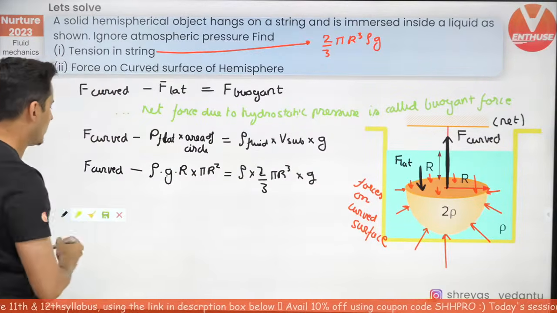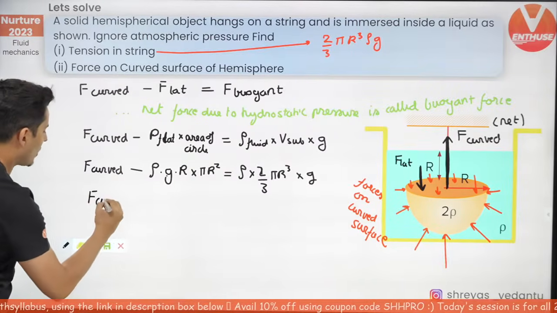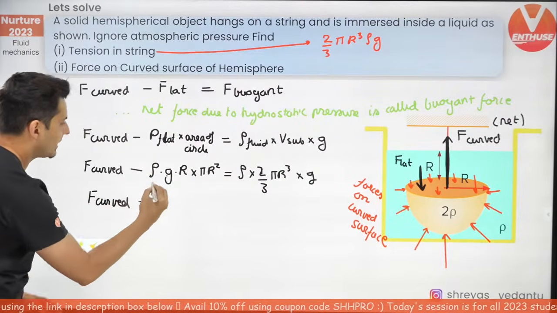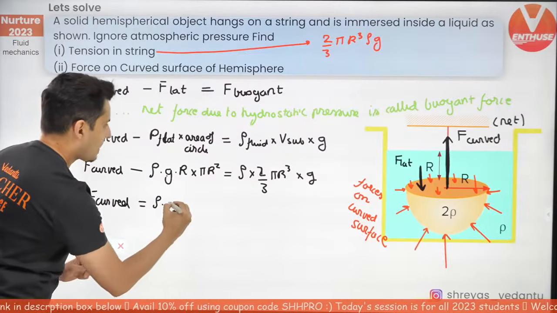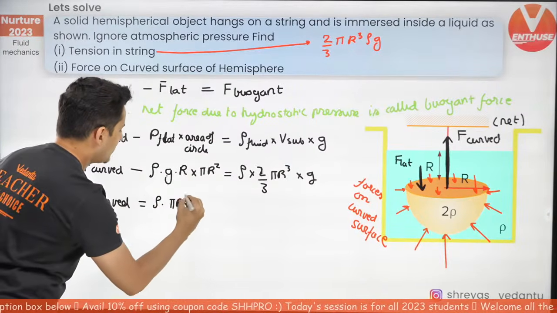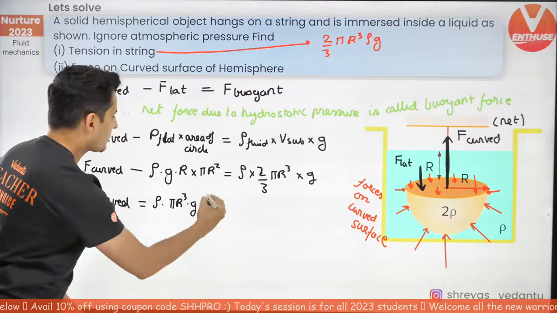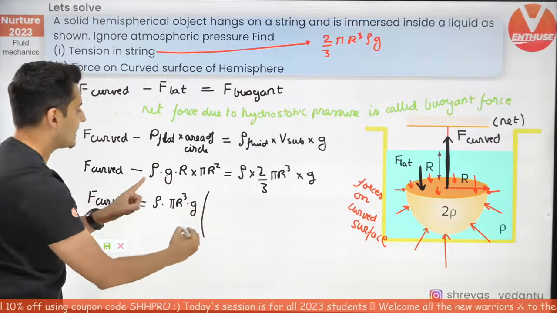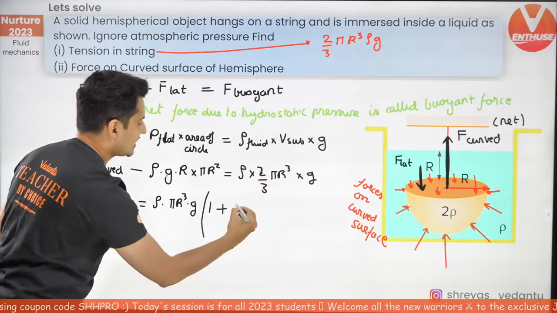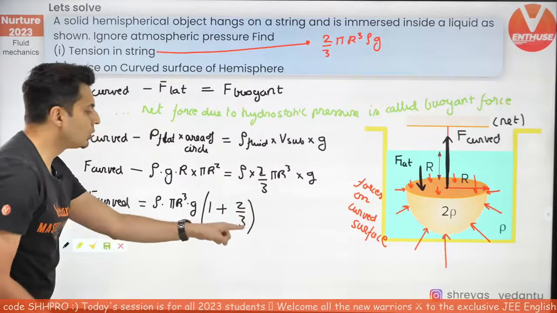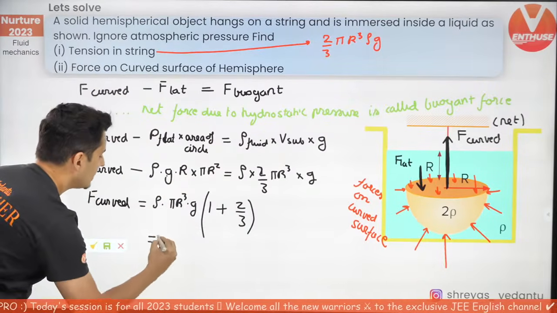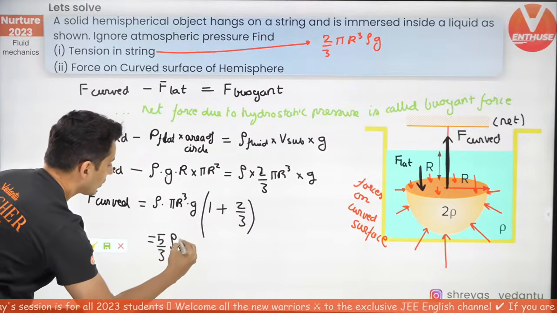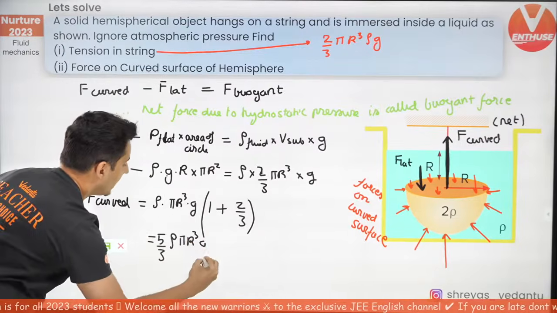And G is also there. So the force on the curved surface will become: rho is common, pi r cube is also common, G is also common, and when this goes on that side it will become 1 plus 2 by 3. 2/3 plus 1 is 5 by 3. So this will become 5 by 3 rho pi r cube G.